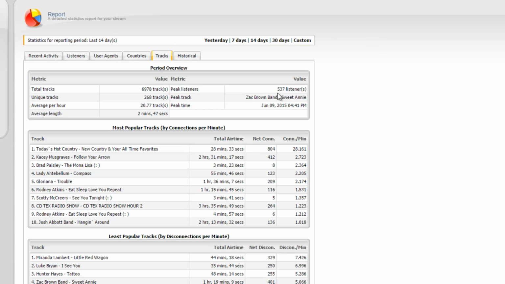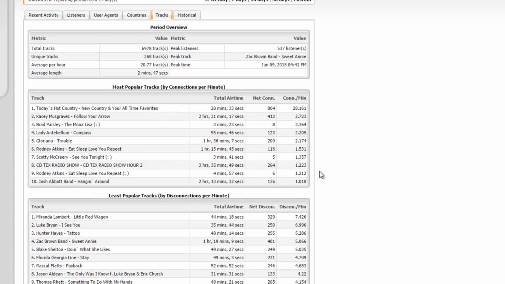You can see our peak listenership has been 537 listeners. Total tracks played 6,798. Average song length. That just kind of gives you some basic information. And because this is a live stream, it's not from Auto DJ, these numbers are pretty accurate, but it's not constantly polling, so it may have average length wrong, things like that.